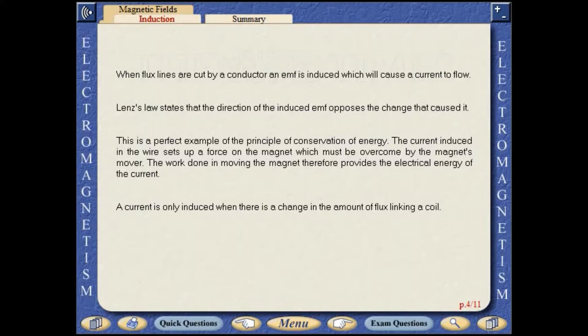The current induced in the wire sets up a force on the magnet, which must be overcome by the magnet's mover. The work done in moving the magnet therefore provides the electrical energy of the current. A current is only induced when there is a change in the amount of flux linking a coil.